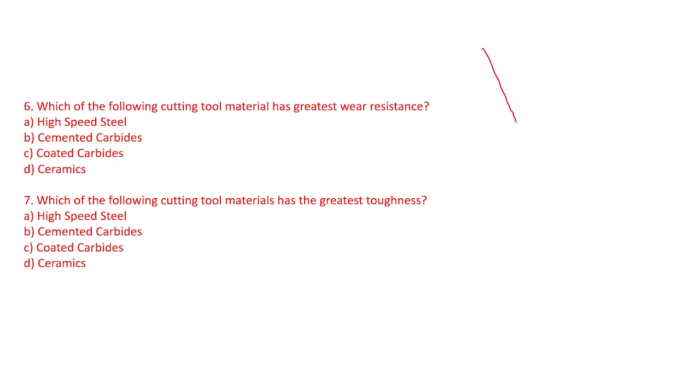If you plot a graph of that, between wear resistance and hardness, you can plot HSS, or high speed steels, and the position of ceramics will be in that place. From that plot itself you can tell that ceramics has the highest wear resistance as a cutting tool material.